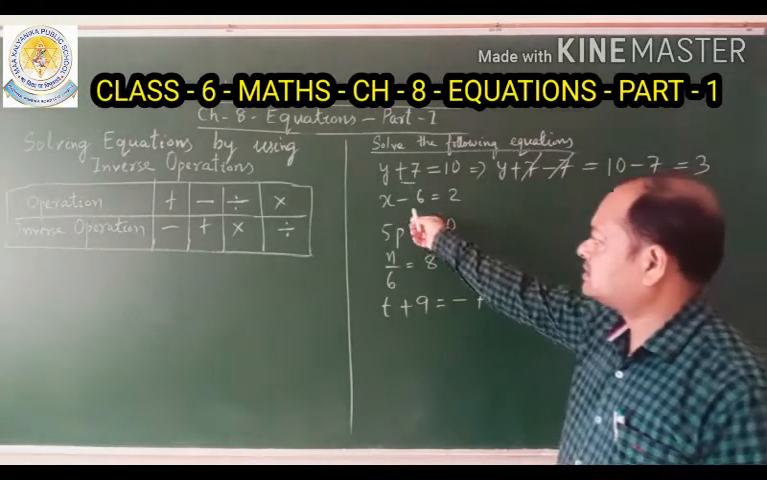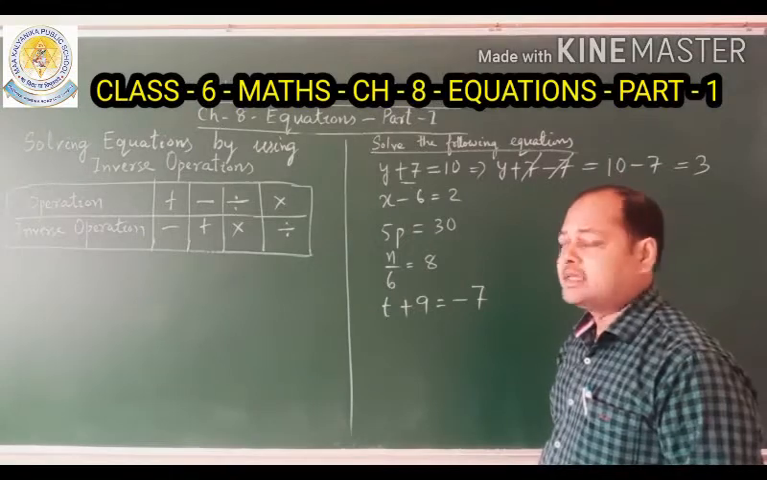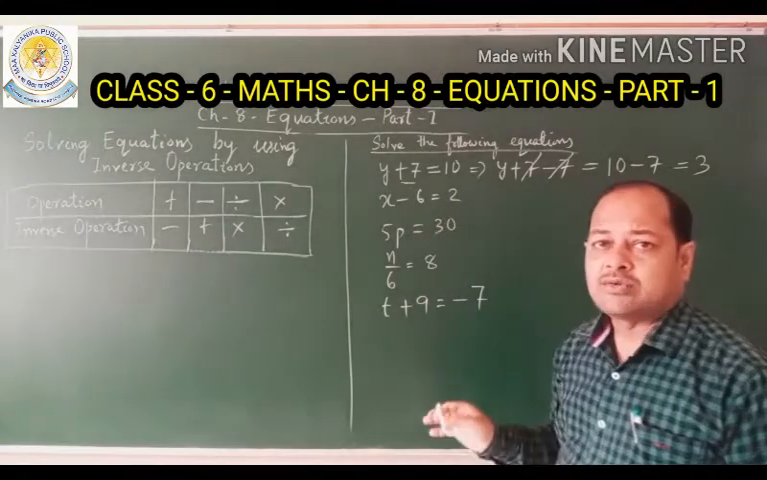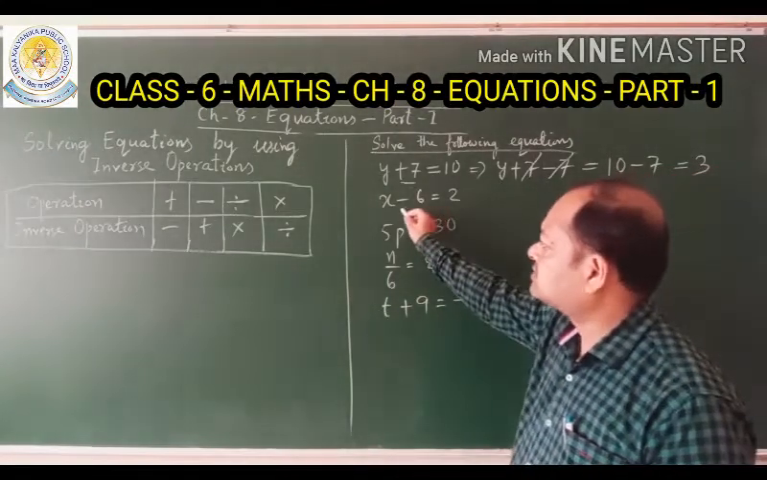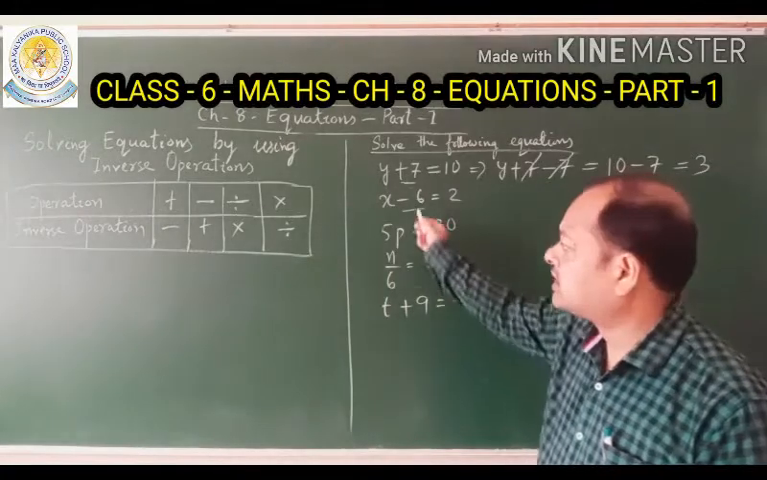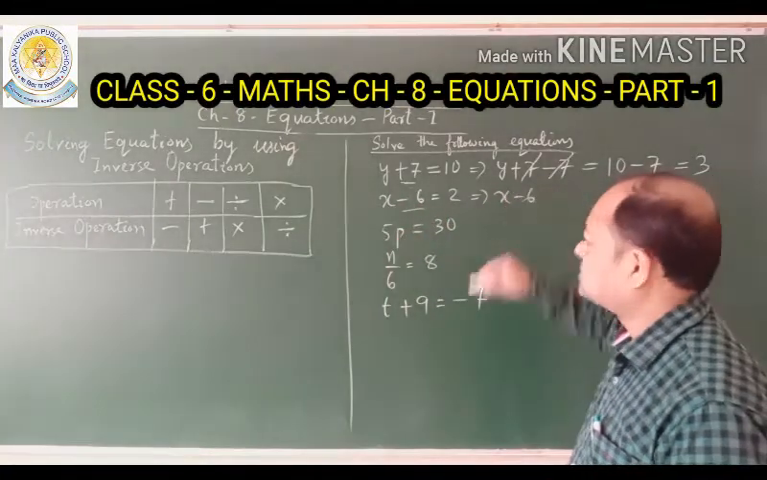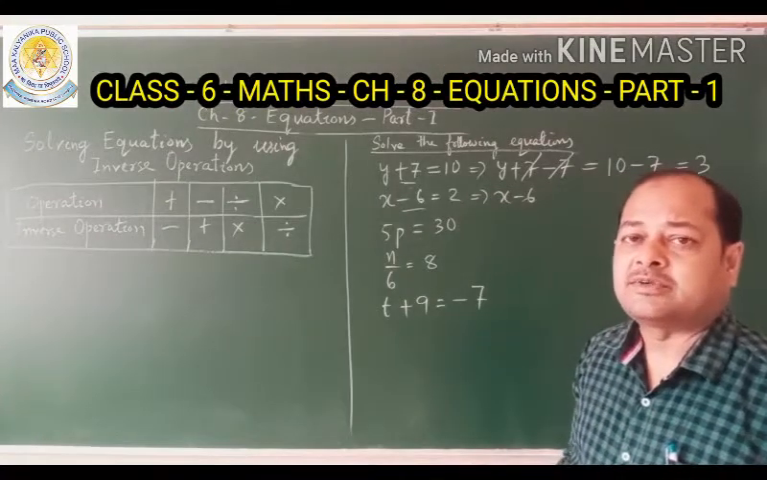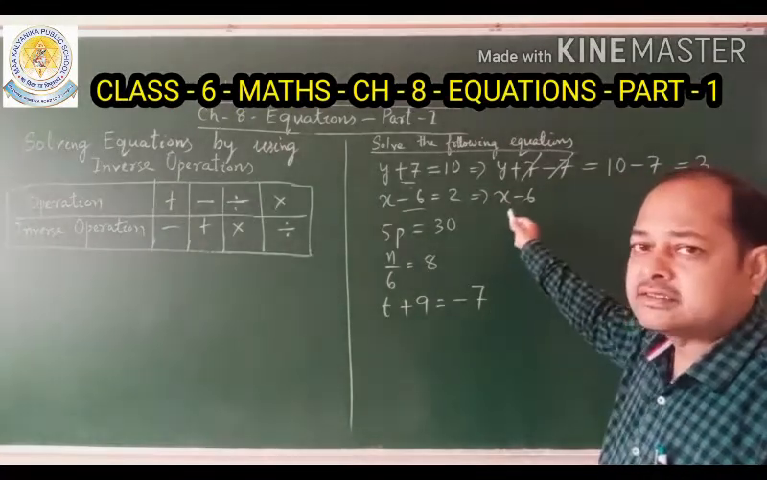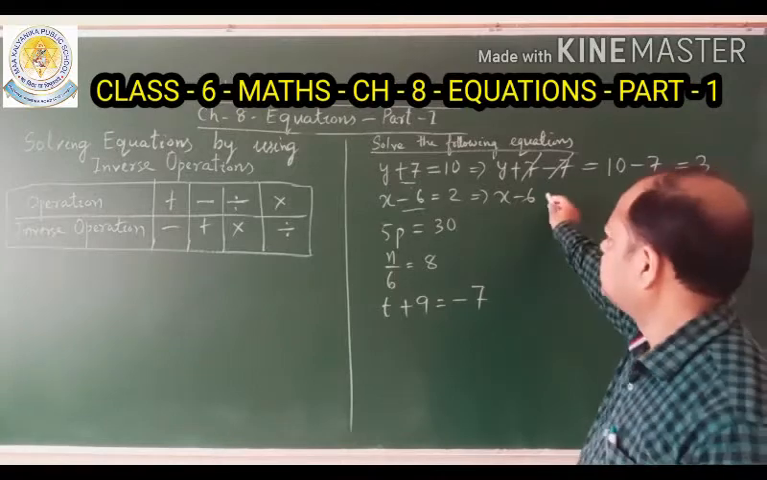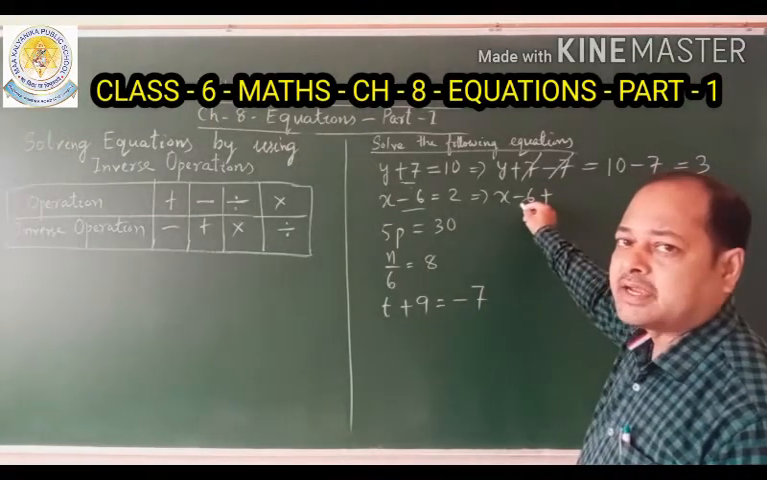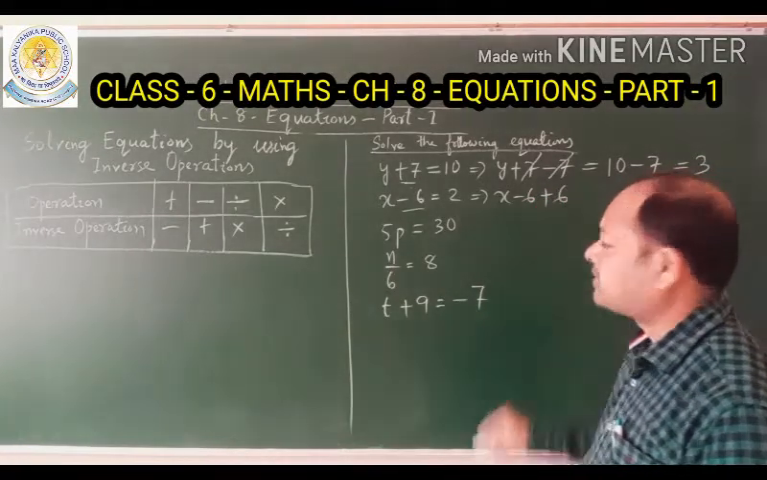Now let us see this example. Here it is given x minus 6 equal to 2. We have to inverse this minus 6 so that we will get the value of x. So what to write here? X minus 6. Minus 6 has to be inversed. The inverse of minus is plus. So we write here plus 6.